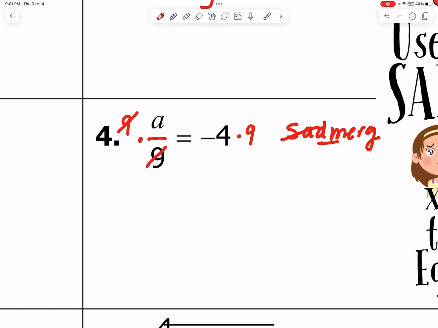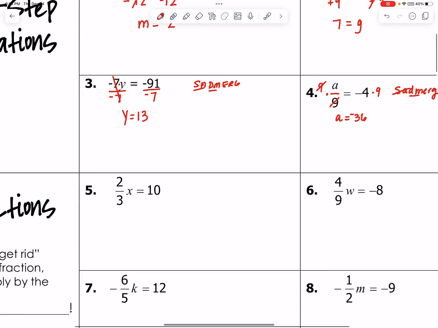And now we have a -4 times 9. Negative times a positive is negative. 4 times 9 is 36, but it's negative. And so we're left with A equals -36. Okay. All right. Let's go ahead and move on to number 5.